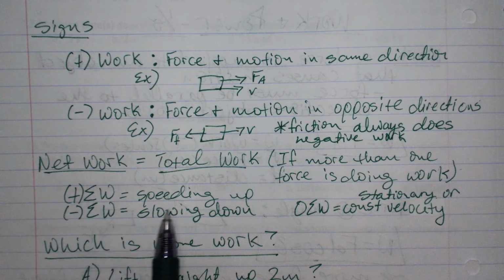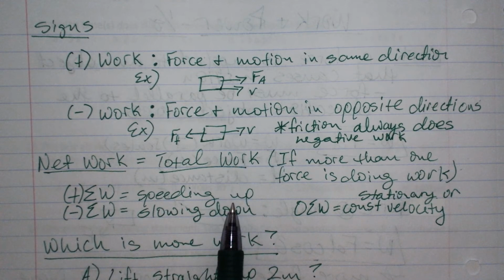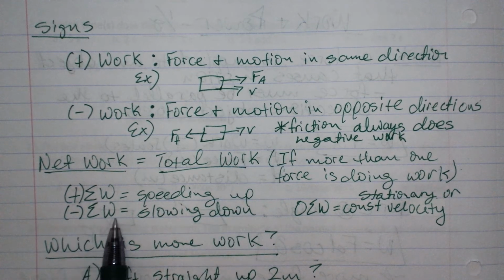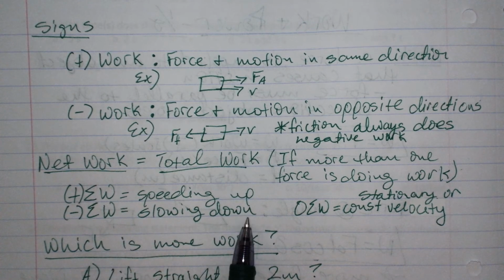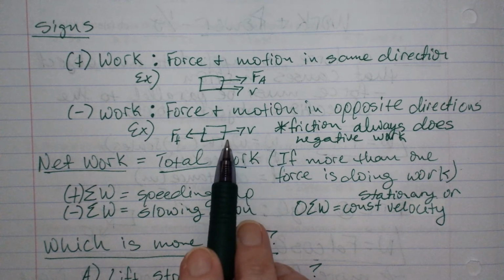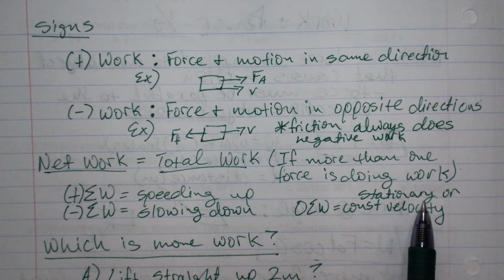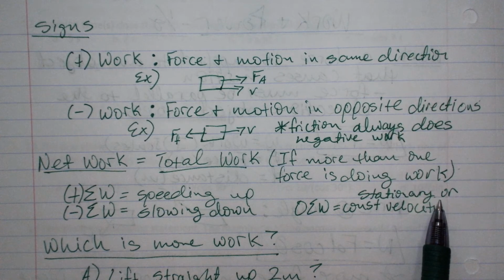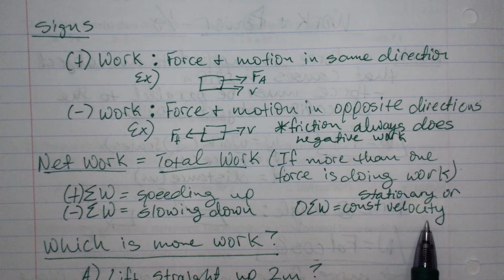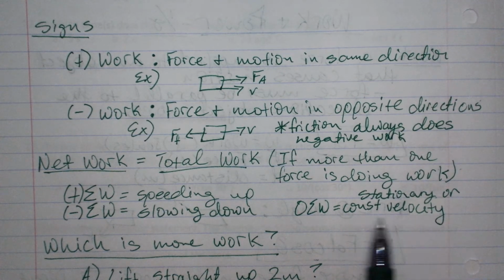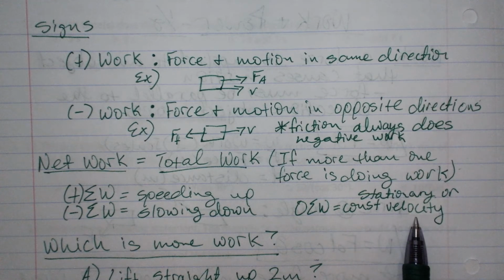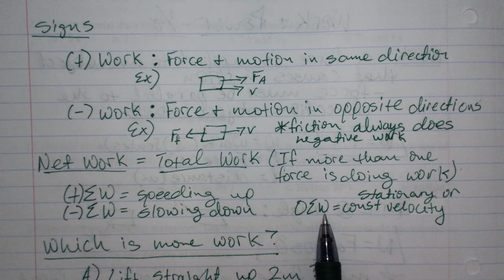Positive net work means that the object is speeding up. Negative net work means the object is slowing down, like up here where you hit the brakes. And zero net work means that an object is either stationary, like you pushing on the wall all day and it not moving, or an object is moving at constant velocity. If it's moving at constant velocity, there's no net force. The net force is zero. So if the net force is zero, then the work also has to be zero.